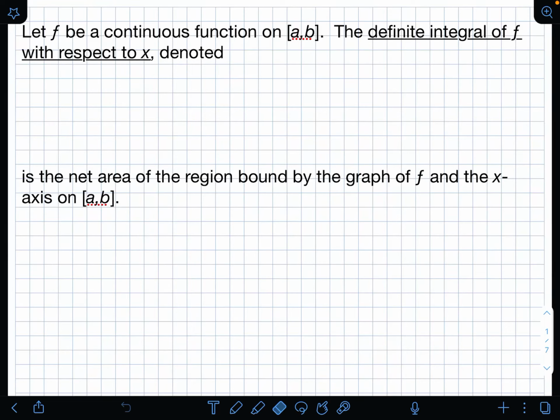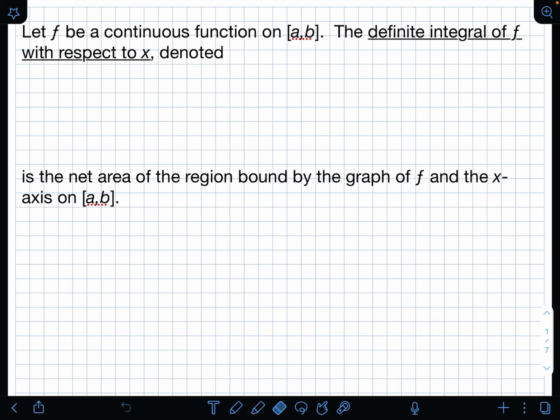This video is a discussion of the definite integral and the properties that go with it. This is a direct follow-up to the Riemann sum videos. The definite integral starts with the premise that f is a continuous function on the closed interval a to b. Whenever we talk about integration, we always start with the phrase that f must be continuous because that is a requirement for integrability.